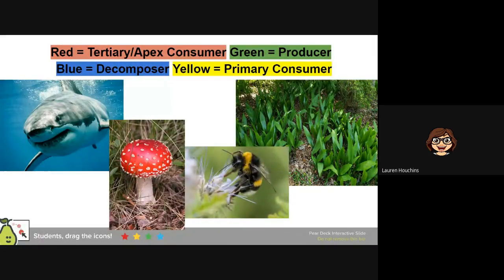It's your turn. Drag the icons, the stars, to where they belong. Red, tertiary or apex consumer; green, producer; blue, decomposer; and yellow, a primary consumer.